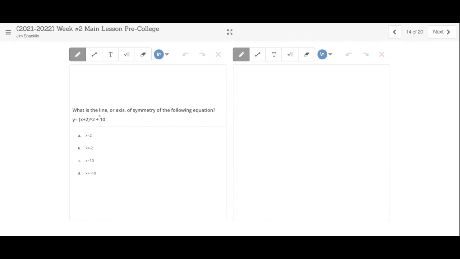Question 9. What is the line or axis of symmetry of the following equation? Now, this is where you could get Desmos out to graph this, or if you understand how to graph quadratics, I know that the center of this thing, the vertex, is -2, 10. So -2, 10. This parabola opens up, so it looks something like this.